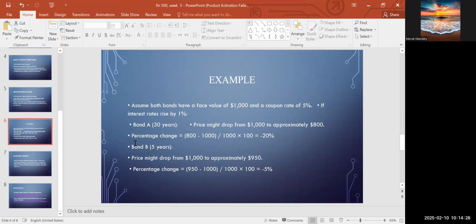And for bond B, we could say that the price may drop from 100,000 to approximately 95,000. For the percentage change, we take the new price minus the original price, then divide by the original price and multiply by 100. It shows minus 5 percent.